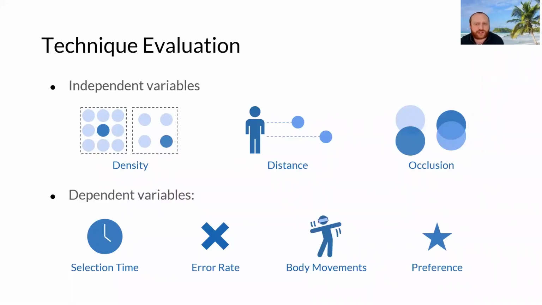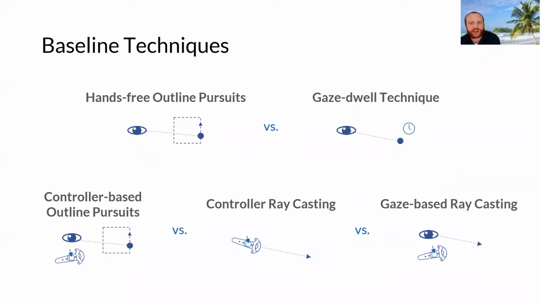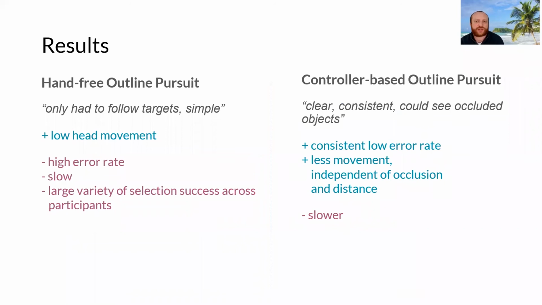We designed and conducted a user study to investigate the performance of the proposed outline pursuits techniques and gather user feedback against baseline techniques. The highlight of our results was that controller-based outline pursuits showed significantly fewer errors under high occlusion compared to the baseline techniques, and required less movement. More importantly, this does not increase with distance, supporting precise selection at a distance where alternative techniques deteriorate due to hand shakiness or calibration error.